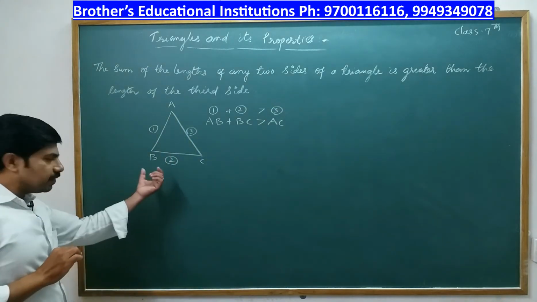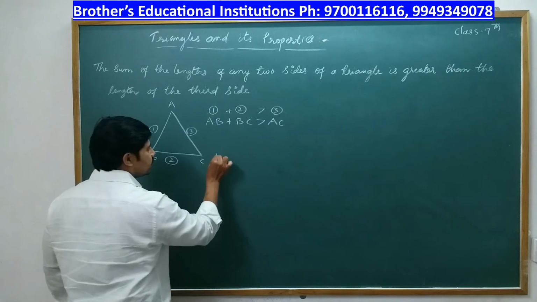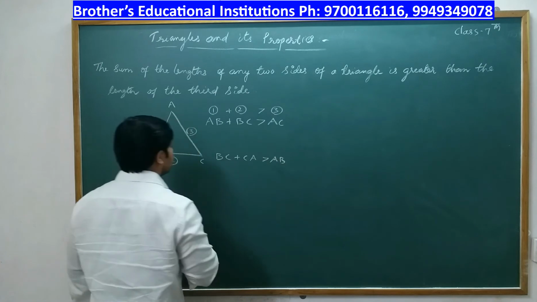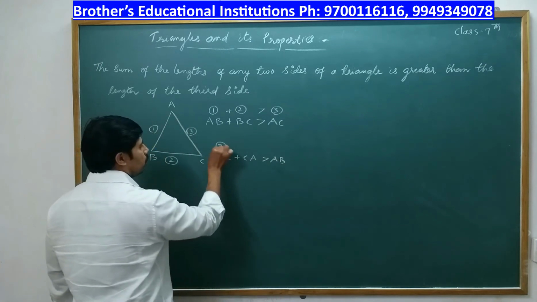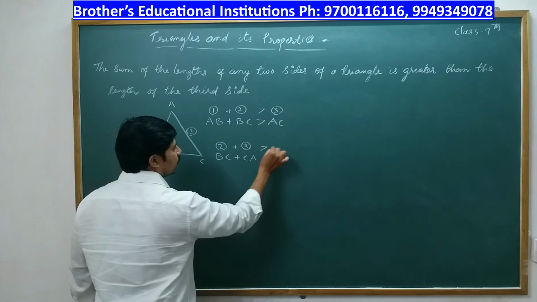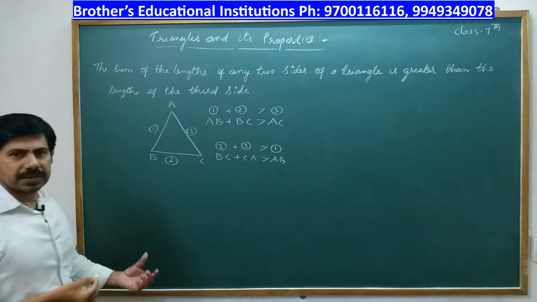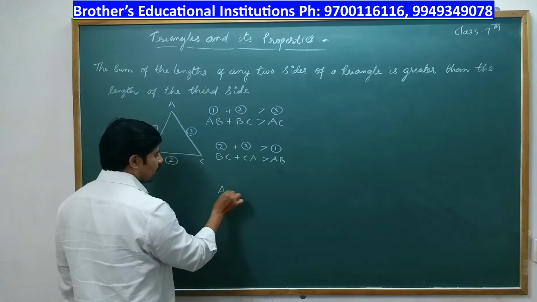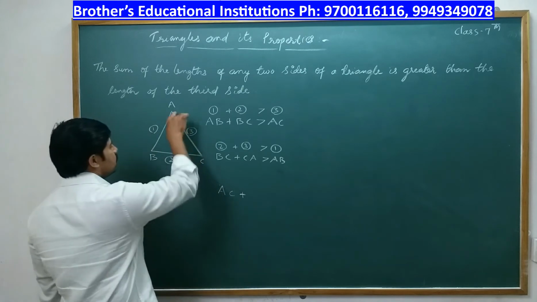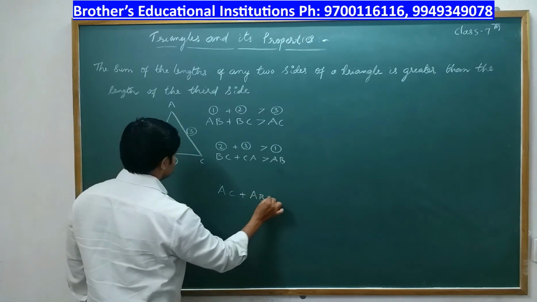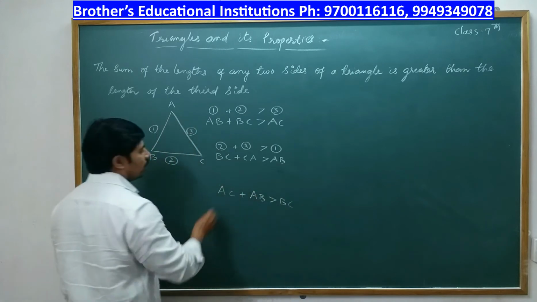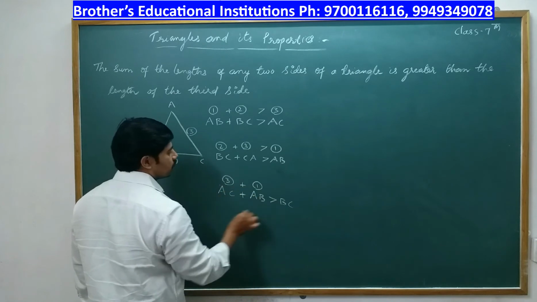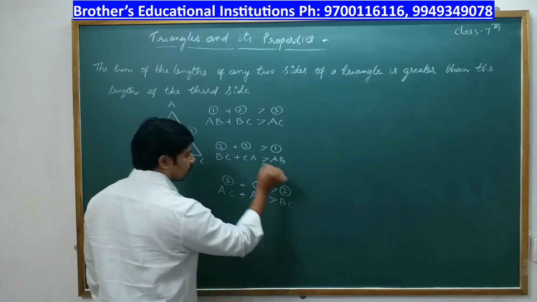Now next I'll start with 2. That means BC plus CA is greater than AB, that is, 2 plus 3 is greater than 1. Now I'll start with AC. So AC plus AB should be greater than BC. That is, third side plus first side is greater than second side.